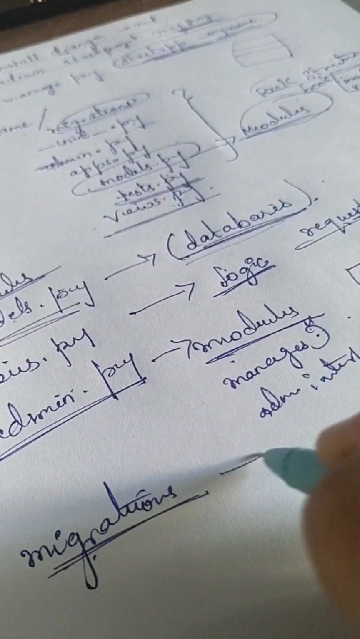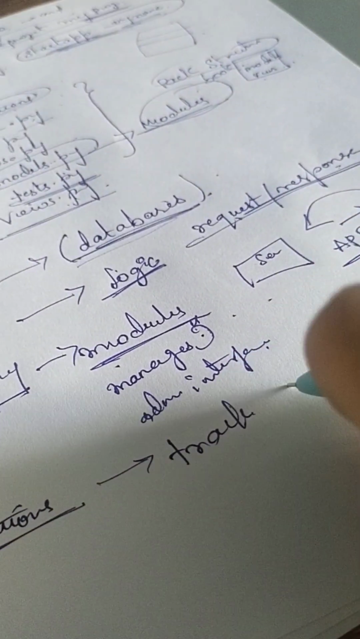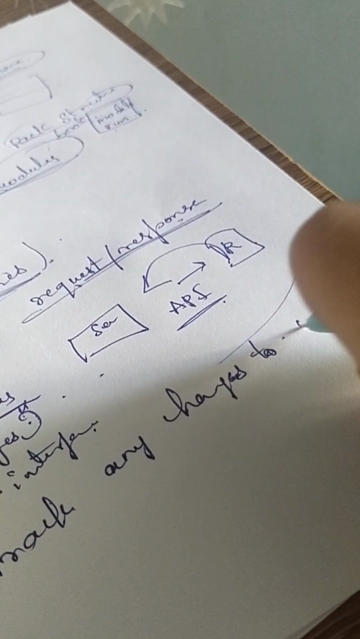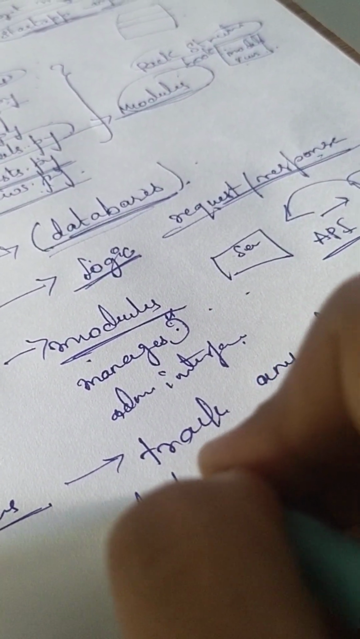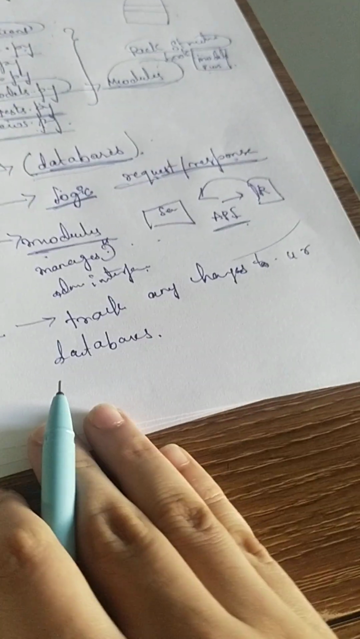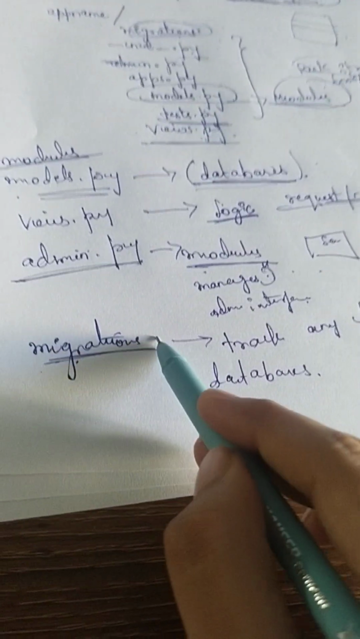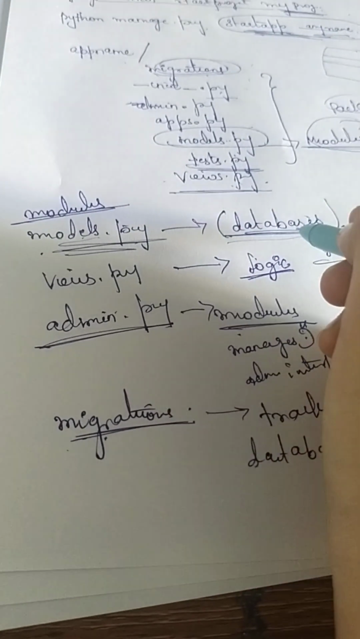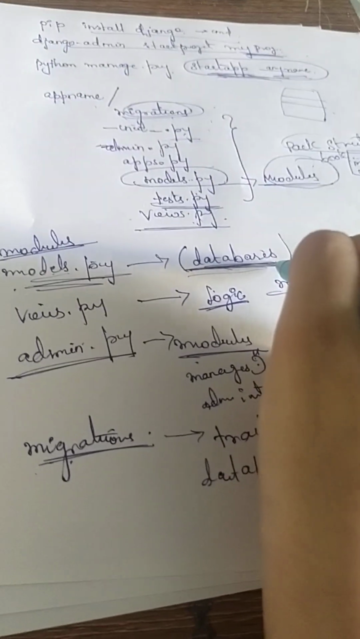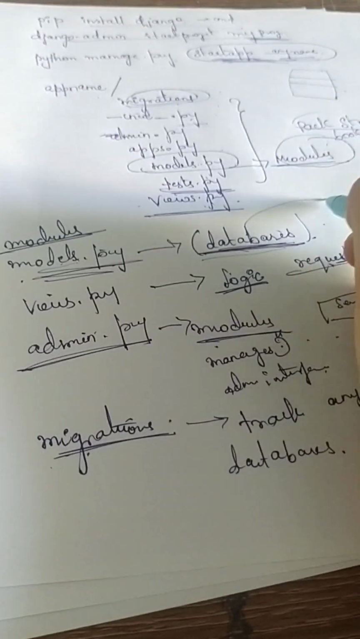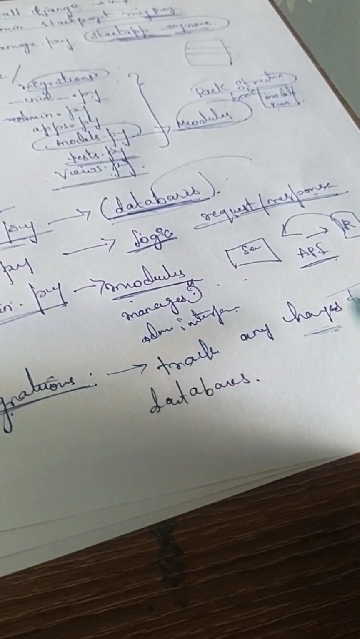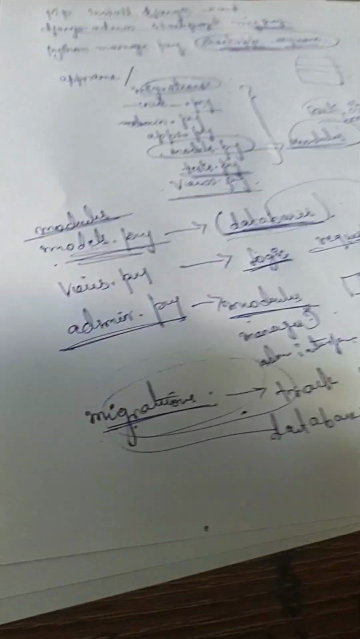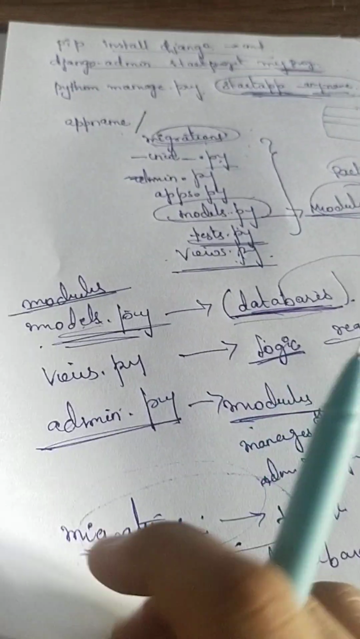These migrations will track the databases, track any changes to your databases, whatever the changes that are to be made. We told that models.py is a file that contains databases, is it not? So models.py will contain databases, and to track the changes to these databases, you make use of migrations, for which you run a command. So let me tell you what those migration commands are.